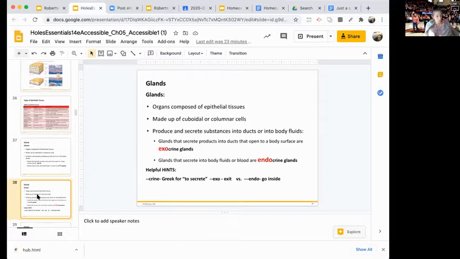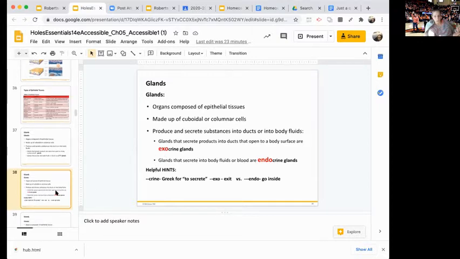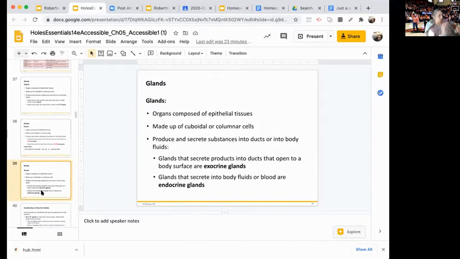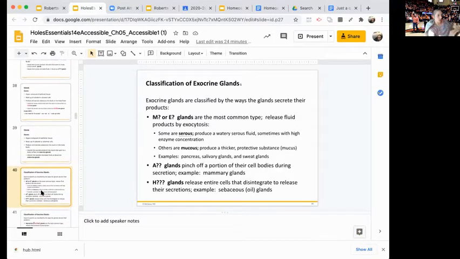But most people don't. So exo, exiting out, to secrete; endo, going inside. And I just added a hint about why it's called that. So we're going to talk about those 3 things today.